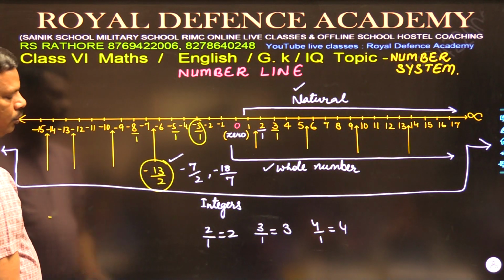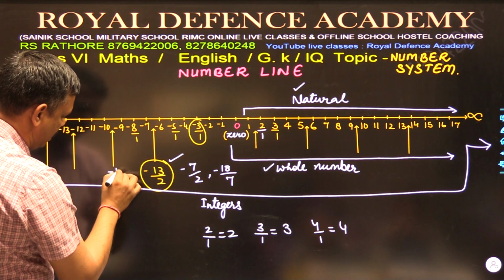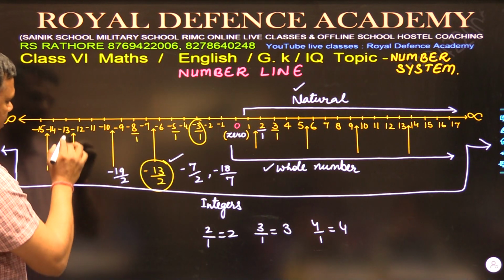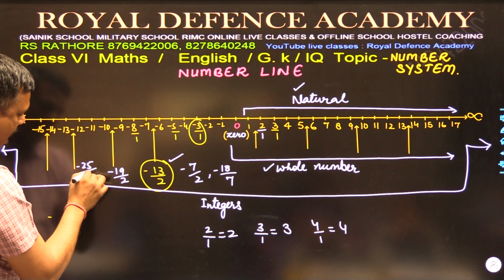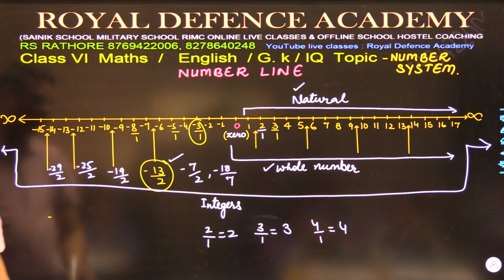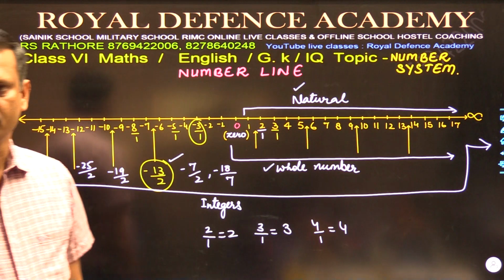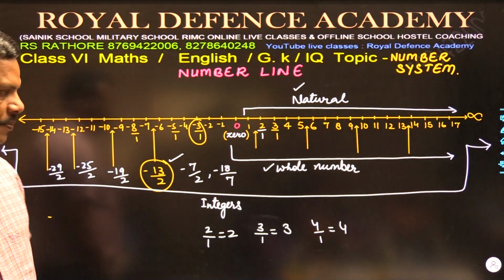But 13 upon 2 is your rational number. 10 plus 9 minus 19 upon 2 is your rational number. 13 plus 12, that is your minus 25 upon 2, half. That is your 29 upon 2, half of 15 and 14. That is the mid value of 14 and 15. That is your rational number.